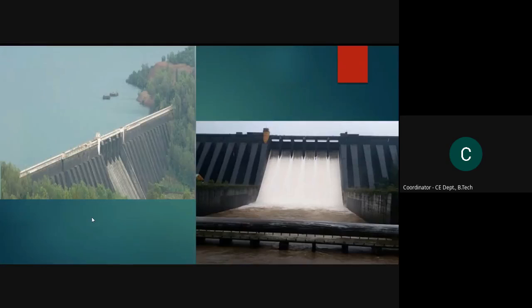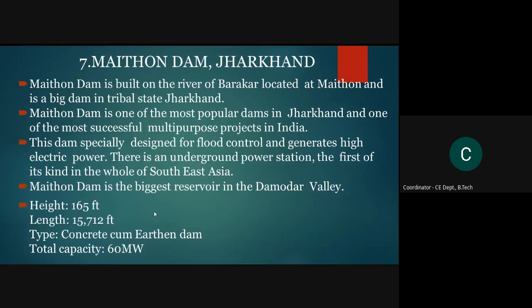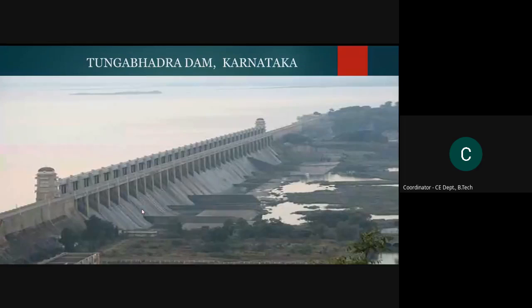So, sorry. This is 15,712 feet, and the type of this dam is concrete cum earthen dam. The total capacity of generating electric power is 60 megawatt. So basically what happens in the places of, okay, I will come to that point later. Let me just complete all this.